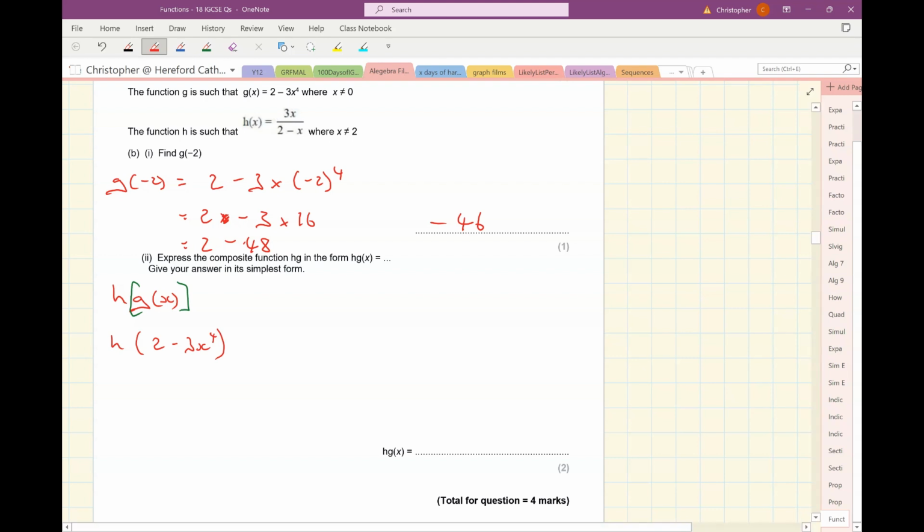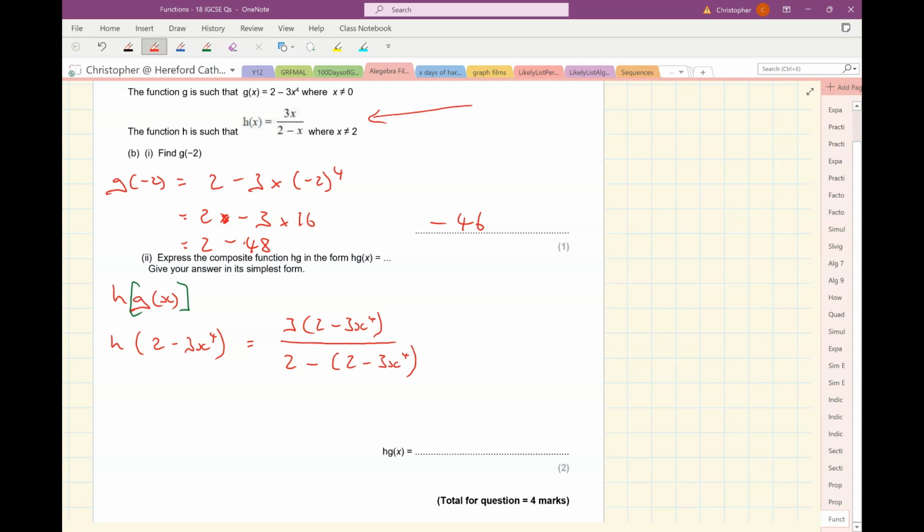Now how do I h something? And I need to be looking here. How do I h something? Well, I multiply it by 3. So I better multiply this expression by 3. And then I do 2 minus whatever it is I'm h'ing. Now put that in a bracket so you don't mess up your signs. There we go. So that is the expression for h of x with 2 minus 3x to the power 4 substituted in instead of x. And all I've got to do now really is just simplify that.